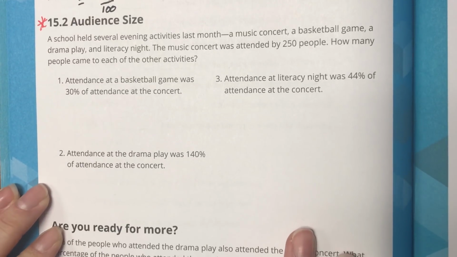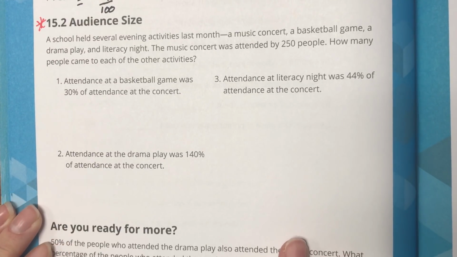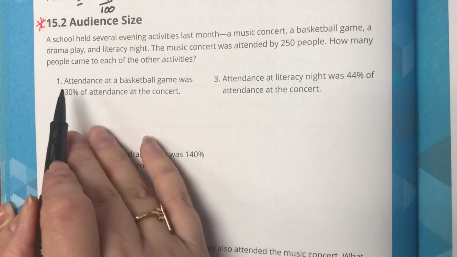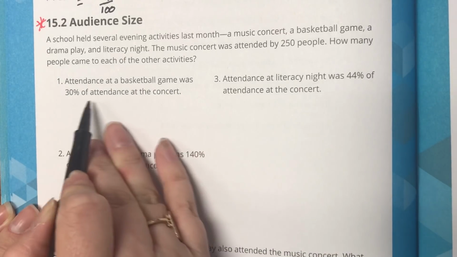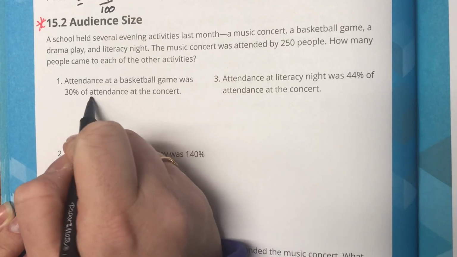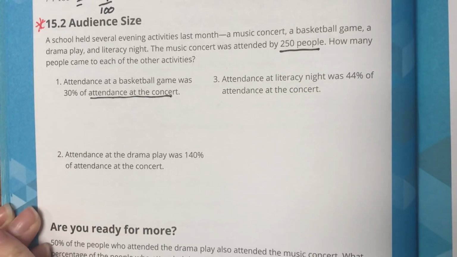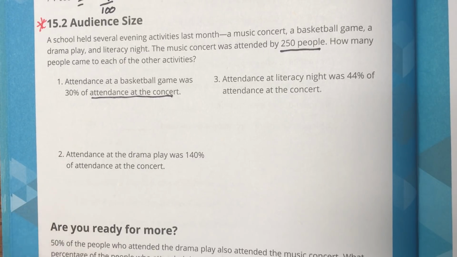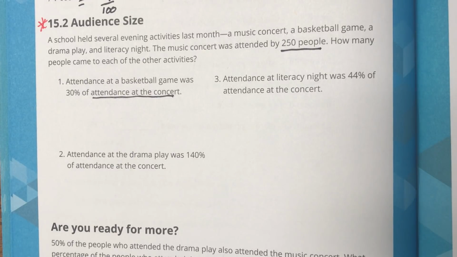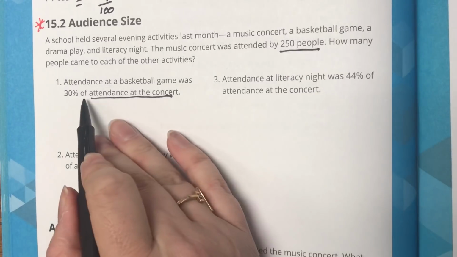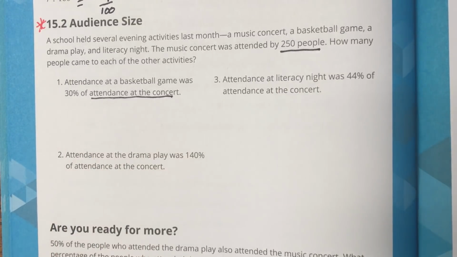All right, we're now going to go over 15.2, audience size. So, attendance at a basketball game was 30% of attendance at the concert. Well, we know that the concert was 250 people. So there are multiple ways you can solve this. You can do a double number line, or you can set up the proportions that I've showed you. For me, I would probably set up the proportion, whichever you prefer though. So I need to find 30% of 250.